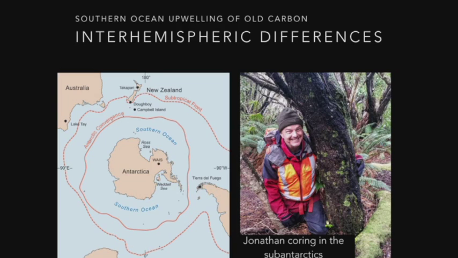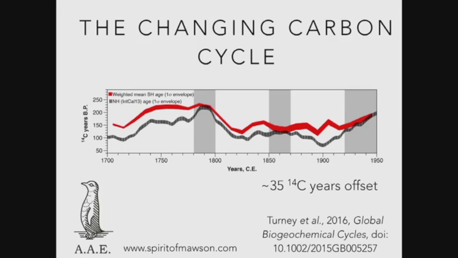So this is Jonathan coring some of the Dracophyllum trees we've been doing in the subantarctic islands. On an Antarctic expedition, the AE for 2013-14, we actually took samples from Campbell Island at 52 degrees south. We could get back a couple of hundred years with this, and we basically find it does vary through time.